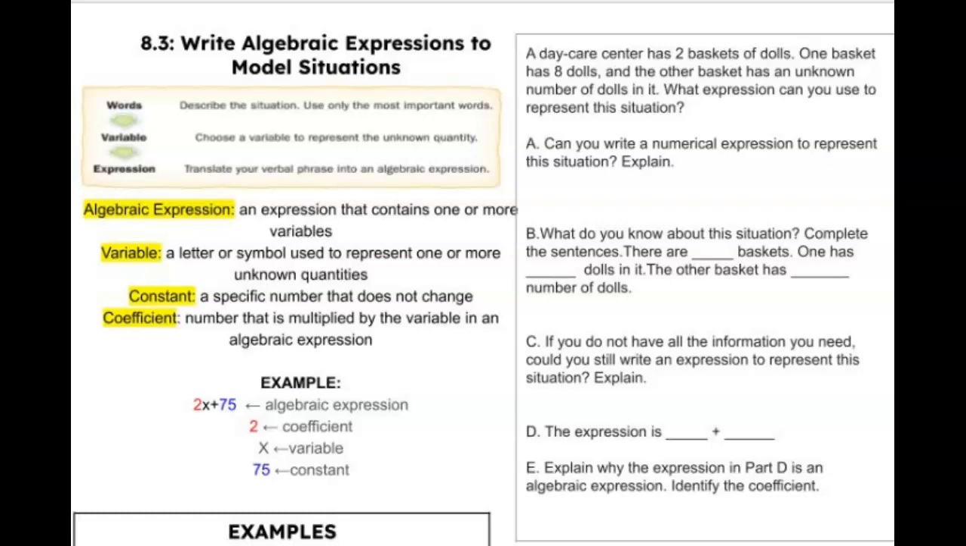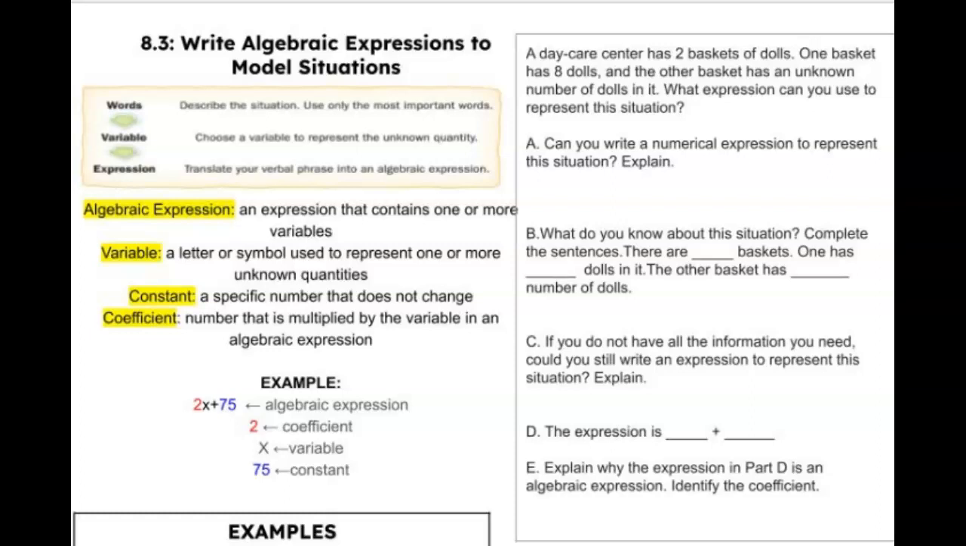8.3, write algebraic expressions to model situations. So we have worked the last two lessons to get to this. We're going to take a lot of information that we have done in lesson one and lesson two, and we're putting it into this and turning it into algebra. Don't let that scare you. That just means we're going to add a letter to it.